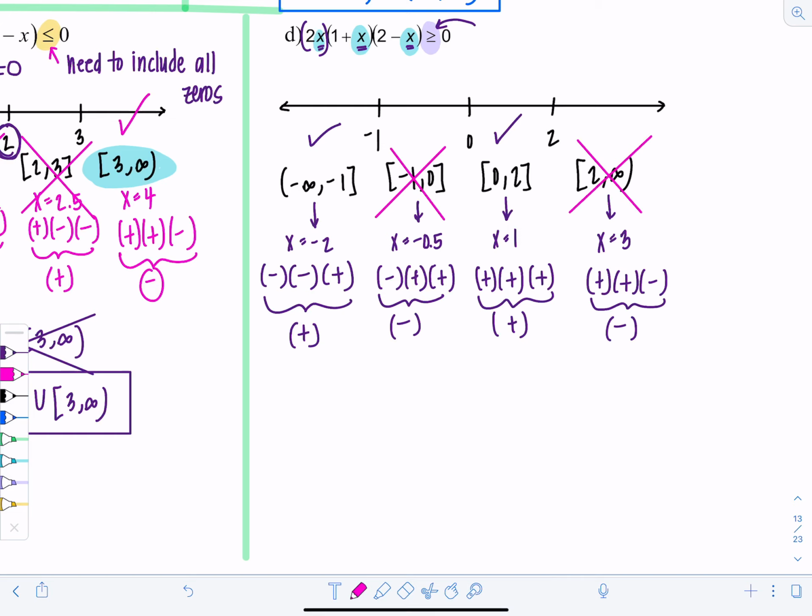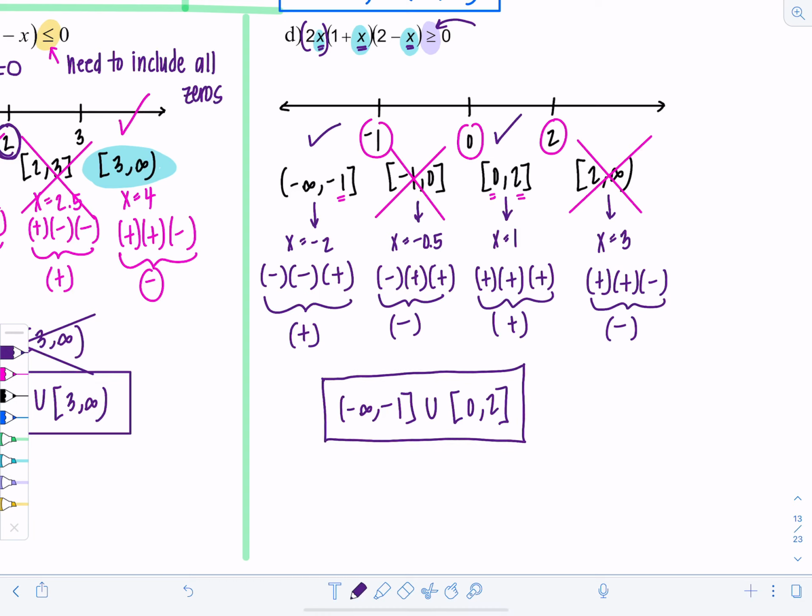Okay, looks like everything got included, right? All of the zeros, -1, 0, and 2 are all accounted for. There's -1, there's 0, there's 2. So I don't need to include one value all by itself in the solution set like I did in the last problem. All right, so we have -infinity to -1, union 0 to 2. And that's it. Whoa, not what I expected or wanted. Here we go. Very nice.